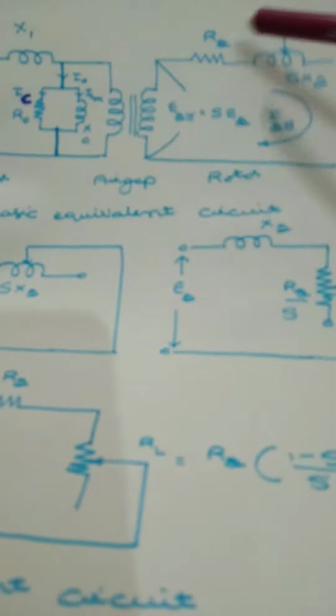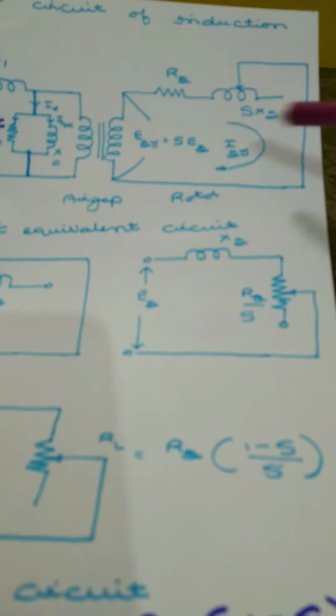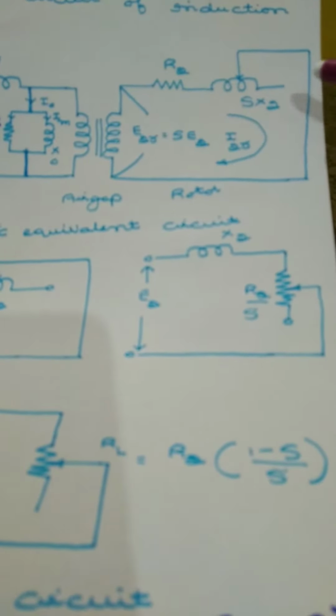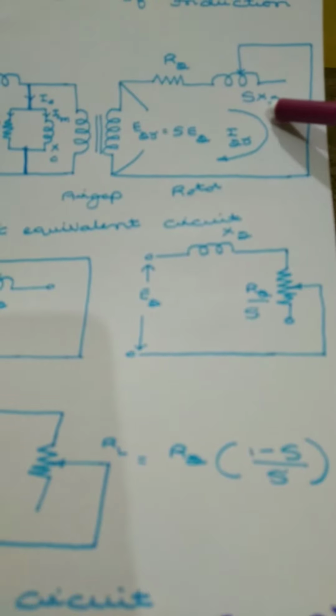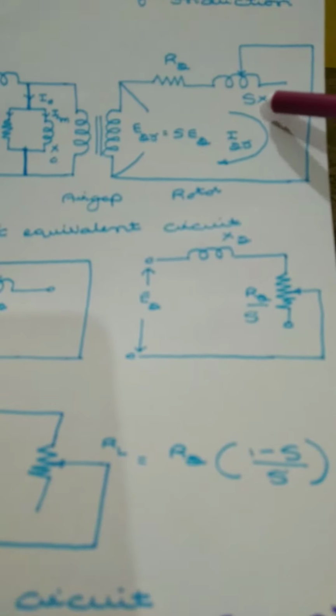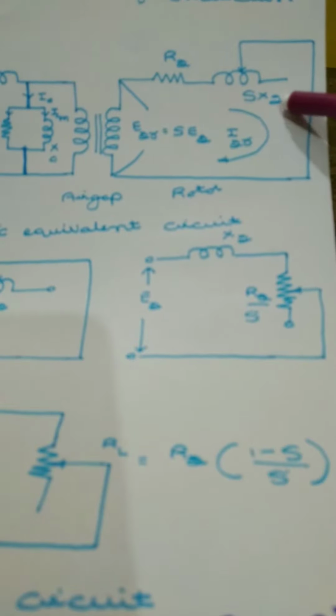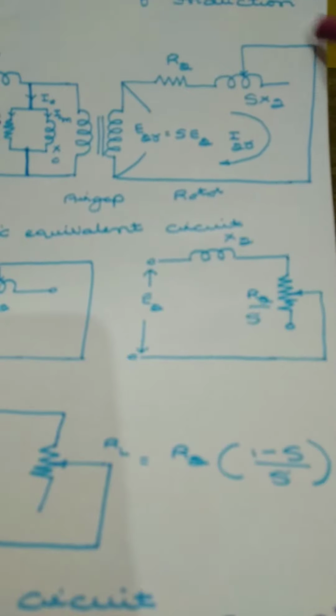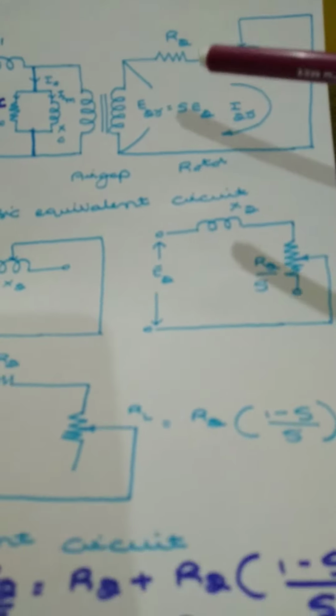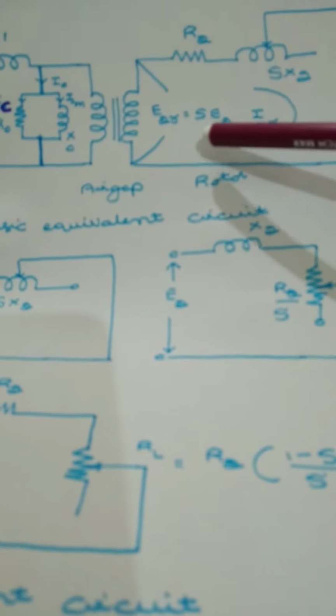This is the rotor windings. It has resistance R2 and reactance. The reactance depends on the value of slip, that's why I'm considering S into X2. The rotor side is short circuited. The EMF induced in the rotor side is E2R, that is S into E2. The current flowing in the rotor side is I2R.